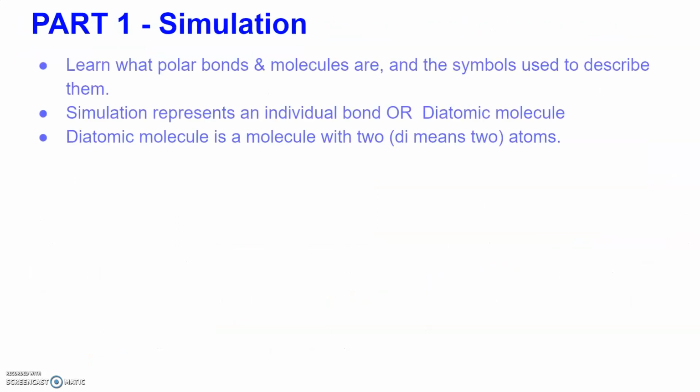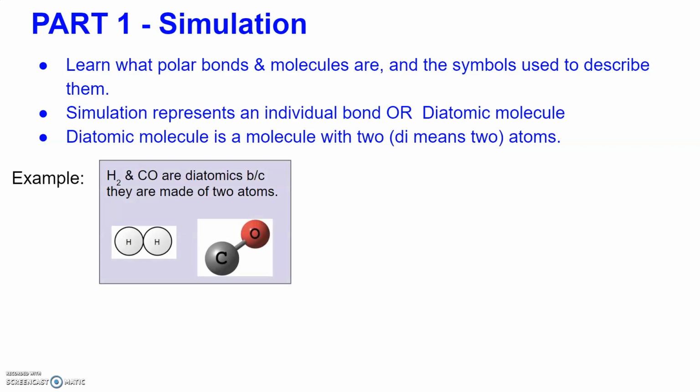All right, so now we're going to get into our simulation. And remember, the purpose of the Part 1 simulation is to learn what polar bonds and molecules are, which we've kind of already went over, but you'll see that better in a simulation, and the symbols used to describe them. Now, the simulation that we're doing represents an individual bond or diatomic molecule. And di means two, so a diatomic molecule is a molecule with two atoms.